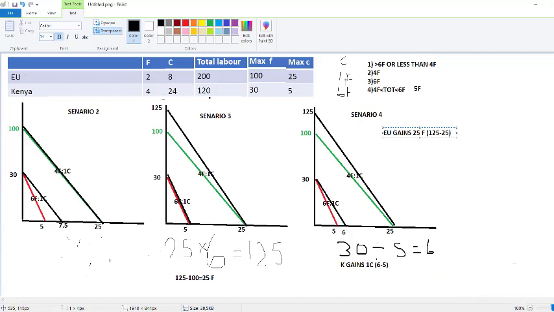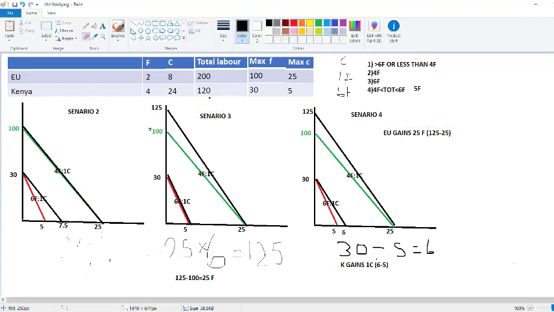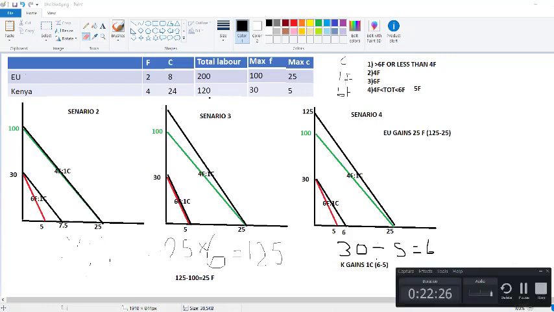So apologies, I just realized I did a wrong calculation here. Remember, this was 6F, right? So it's 25 times 6 here, which is actually 150. So I made a mistake here because scenario 3 was 6F, and instead of trading at 4 food per 1 carbon, they would trade at 6 food per 1 carbon. So we just make that correction. Apologies for that.